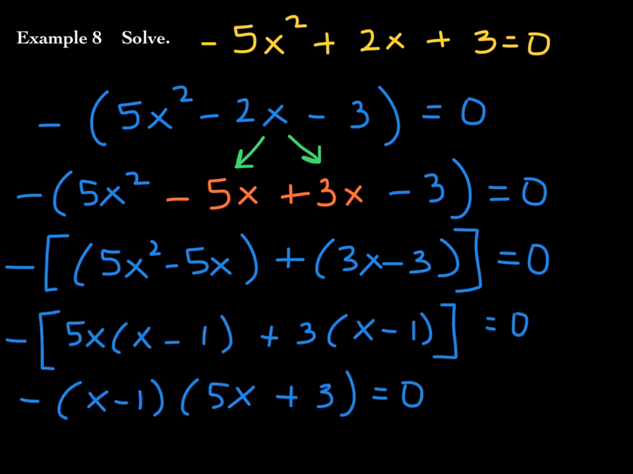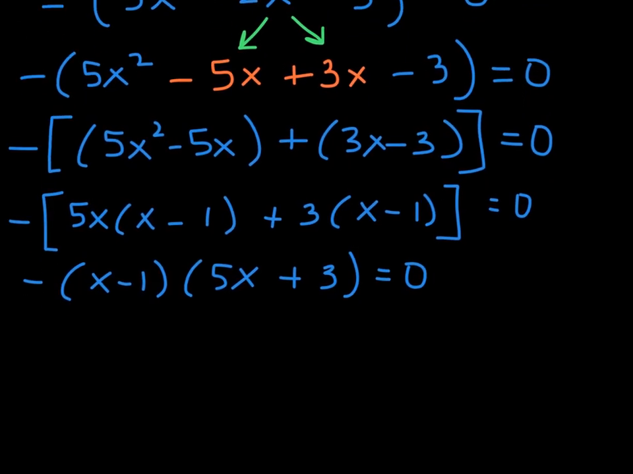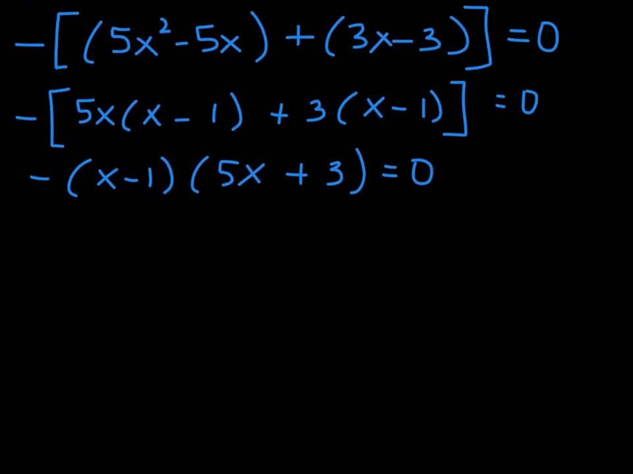All right, how did you do with your factorization? I got negative times x minus 1 times 5x plus 3 is equal to 0. So what I'm going to do now is I'm going to set each factor equal to 0. Now, I'm not going to set this factor equal to 0. I guess I could. Let me show you how silly it would be. It would be negative 1 is equal to 0. That's what that negative is out there. X minus 1 is 0, or 5x plus 3 is equal to 0.